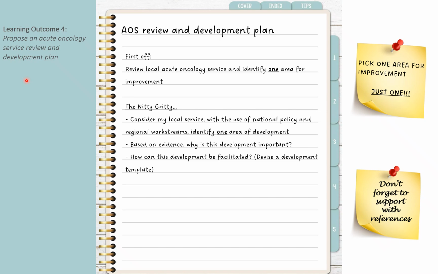Don't keep your audience guessing and think, I think that he or she may be wanting to develop this. Make it obvious and make it simple. So explicit and clear is what I would suggest. And just one. Small is much better than big that will fail. So don't forget to support with references as well throughout that.